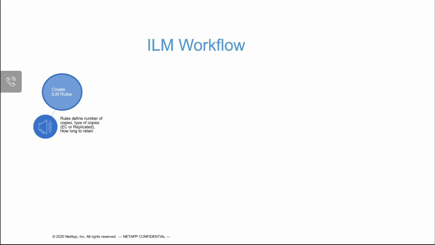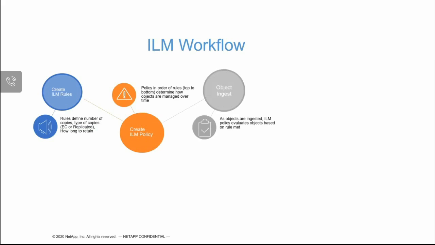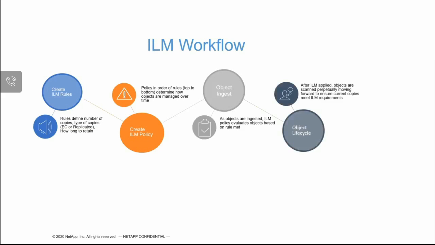So you need to have a rule in place which will satisfy an object's objective for whatever your business SLAs might be, right? Those rules need to be encompassed in an active ILM policy, right? With those two fundamentals in mind, what ends up happening on object ingest is that the policy will evaluate those objects based on whatever rule is met, right?